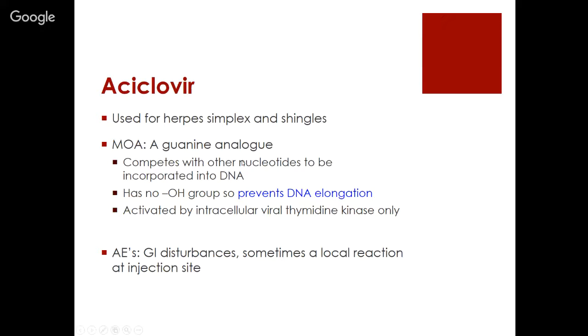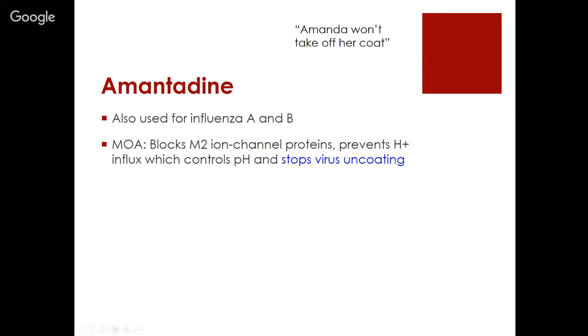It's a guanine analog, which, as I was talking about with the anti-cancer drugs, competes with other nucleotides, gets incorporated into DNA, and DNA synthesis will stop. It prevents elongation. It has GI disturbances and sometimes a local reaction at the injection site, but that's not too important. Amantadine, I don't think this one's core, but it's still quite an important one.